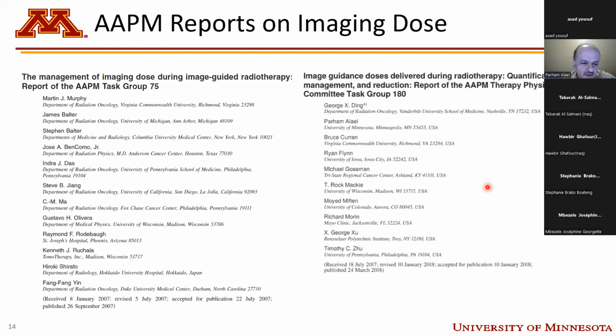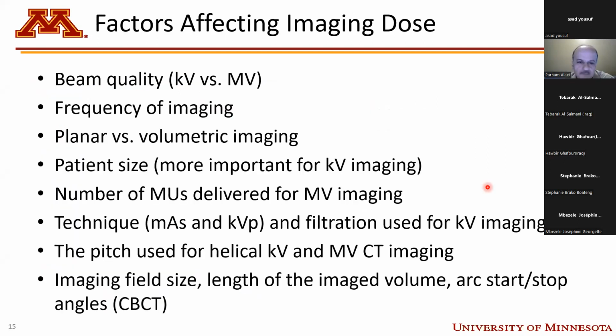So that prompted, at least in the US, 2 different task group reports: TG175, which is an older one from 2007, and TG180, published in 2018. They focus on imaging dose from IGRT. Some of the following slides are actually recommendations from Task Group 180.